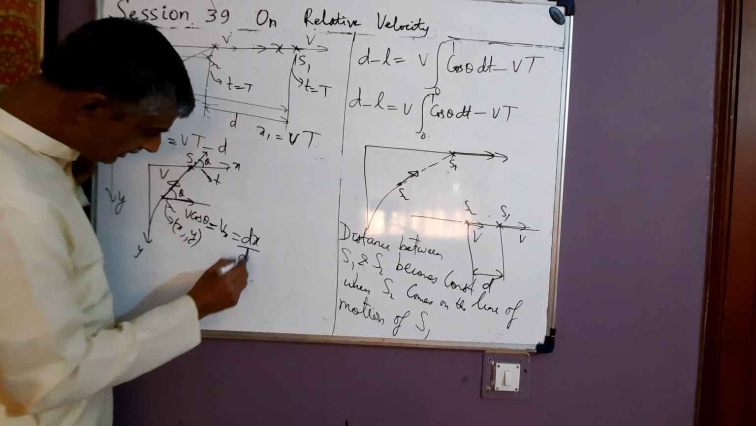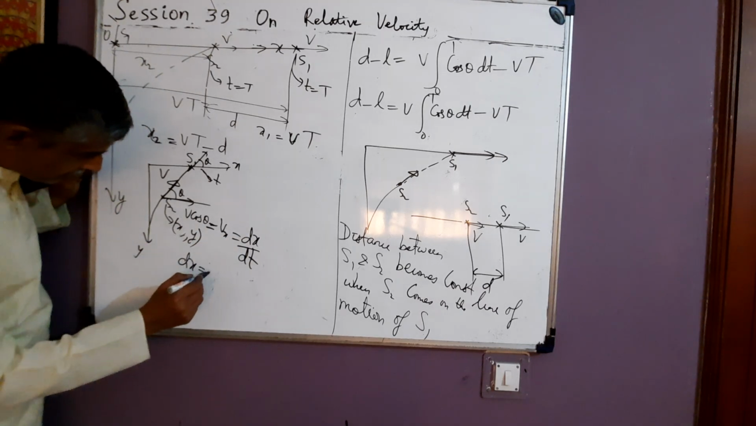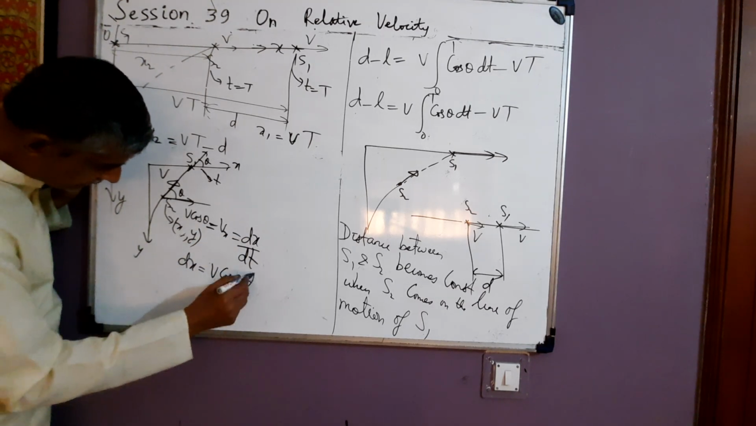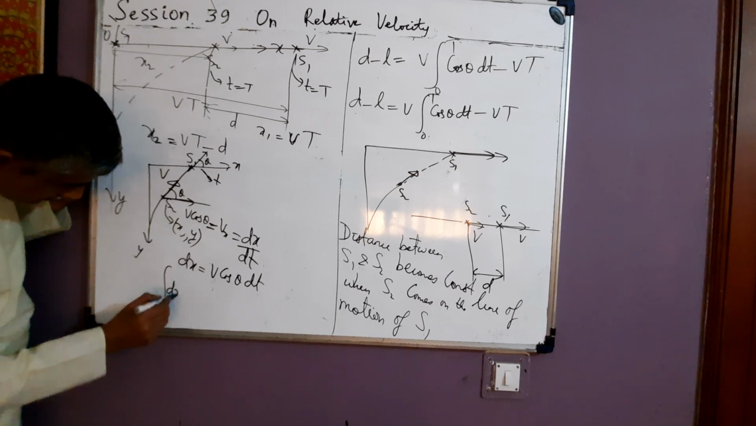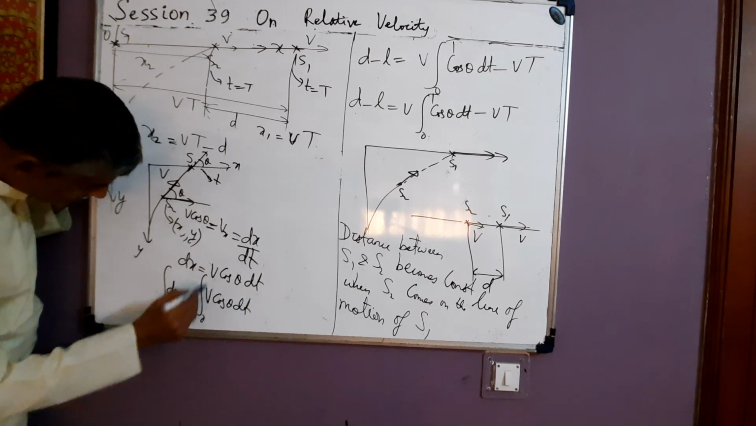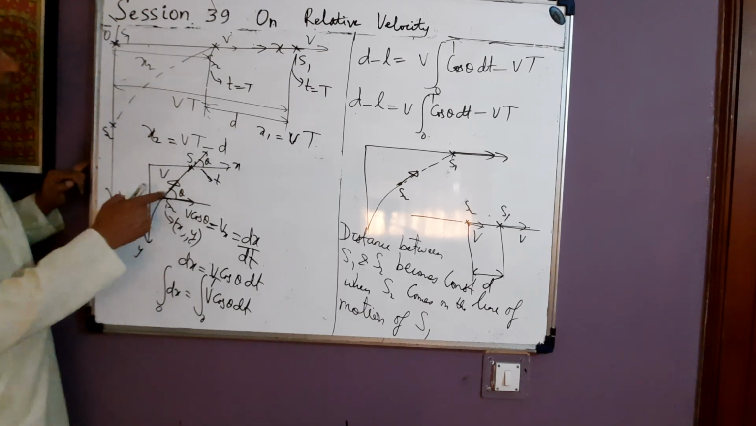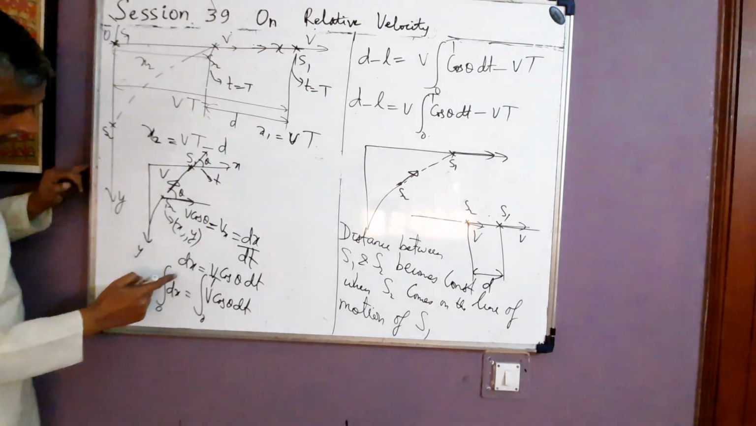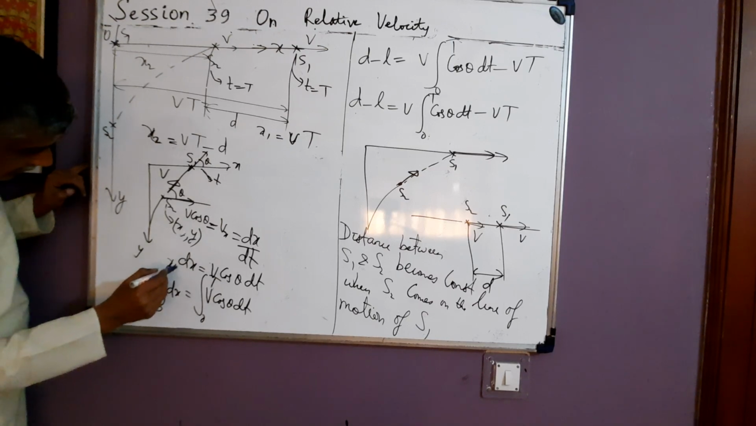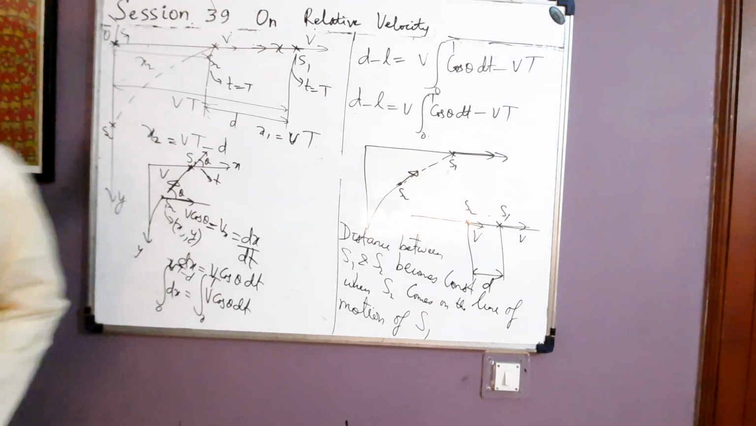Vx is nothing but dx by dt. Vx is equal to V cos theta. So dx becomes V cos theta into dt. Integrating V cos theta dt from 0 to capital T. The initial x coordinate of ship S2 is 0. And finally when S2 comes here at time capital T, the x coordinate becomes Vt minus d. Alright, fine.